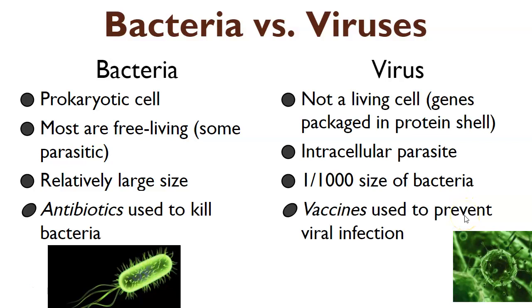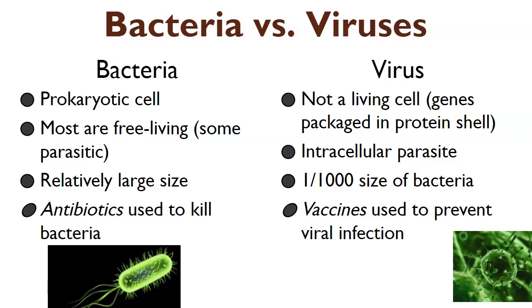Here we go. So bacteria are prokaryotic cells, and viruses, on the other hand, are in that epic debate of is it alive, is it not alive, but are considered not living cells. They have genes, so they do have DNA packaged in a protein shell, but they themselves are not considered living because they cannot survive on their own. Bacteria, however, mostly are free living. Some can be parasitic, meaning they live inside of a host, but oftentimes they can live by themselves, whereas a virus strictly has to be intracellular. It cannot survive on its own.